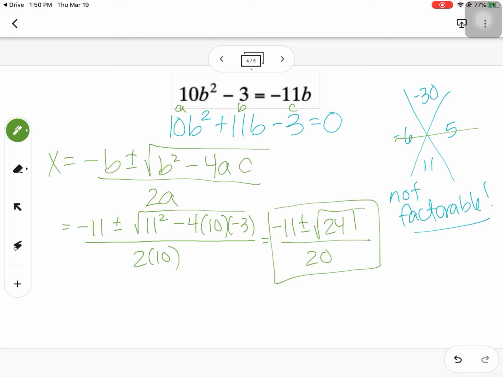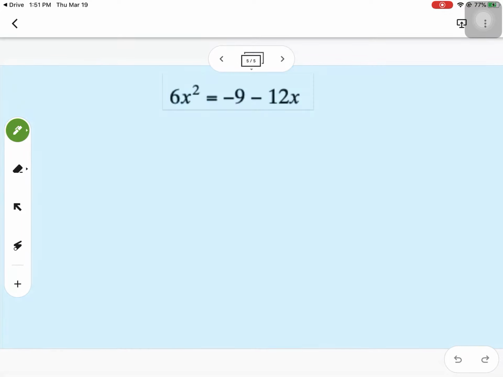That is your two answers because it has the plus or minus. You are welcome to pull it into two different problems if that makes it easier for you. And the answers on your Pear Deck will show you it as two different problems, but you can also write it just as one.